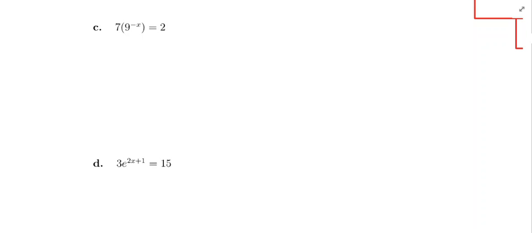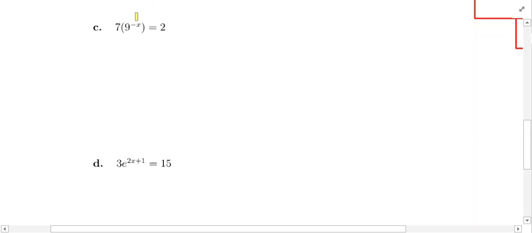In example 5C, our exponential equation is 7 times 9 raised to the negative x power is equal to 2. Okay, it's got an equal sign. The x is in the power that makes this exponential. When you look at this, ask yourself, what is being raised to the negative x power? Well, only the 9. The 7 is just hanging out front. This is 7 times 9 to the negative x power is equal to 2.